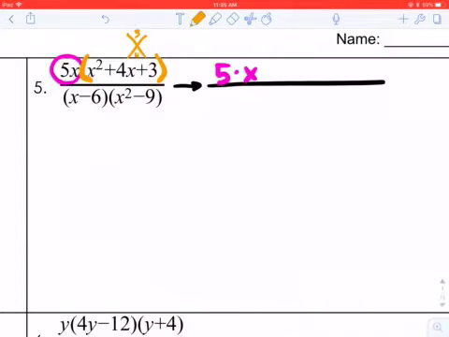Multiply to get 3, add to get 4. I know that that's 1 and 3. So I split it into x plus 1 and x plus 3, like that. And then there's nothing I can do with x minus 6. It's just going to keep hanging out here, x minus 6.